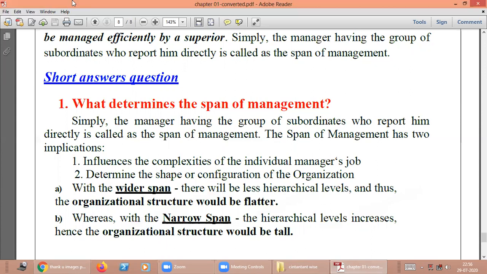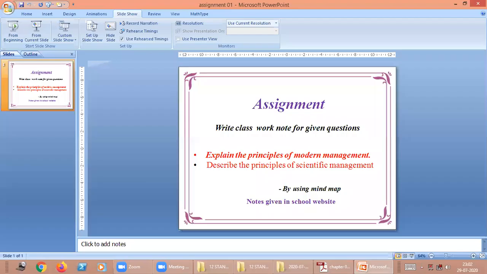Your assignment will be given here. Make note of it. This is your assignment part. Write a classwork for the given question: explain the principles of modern management using your mind map. I don't need what is given in the book or in my notes material. I need your own creativity and your understanding of this question. I don't want passage writing. I need only a mind map.